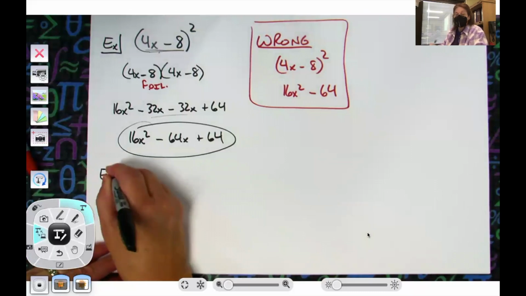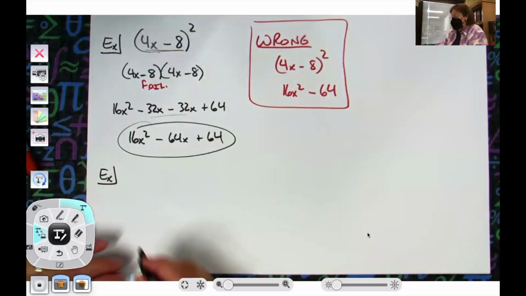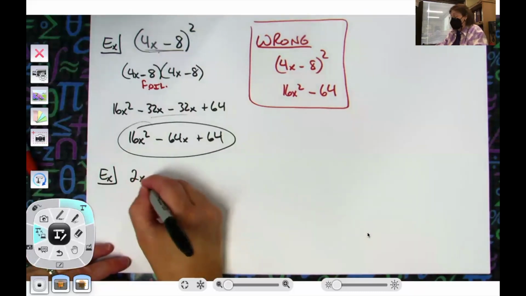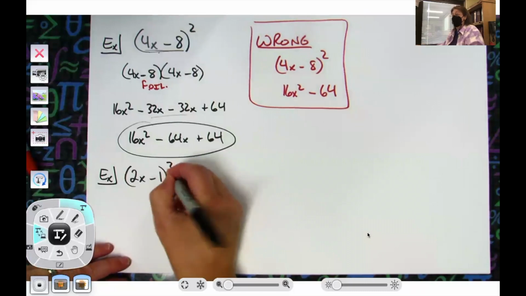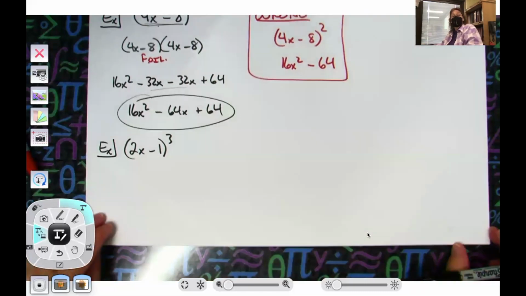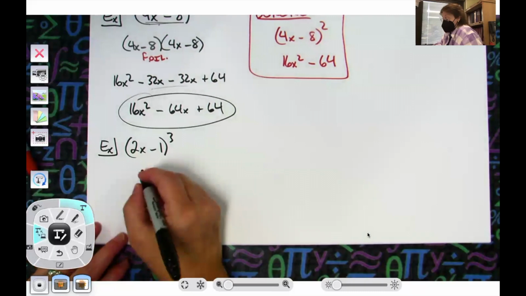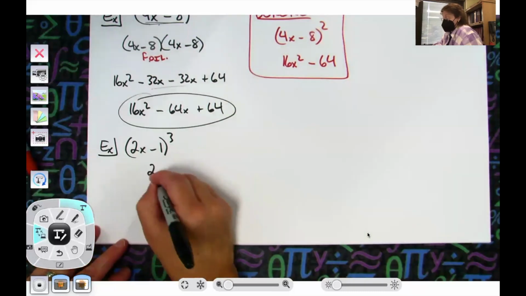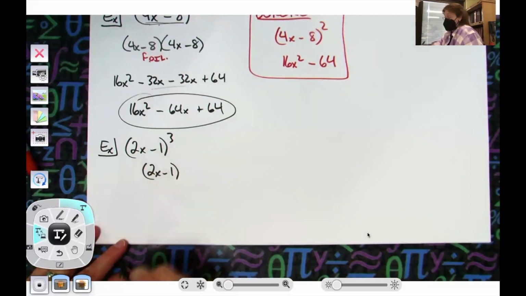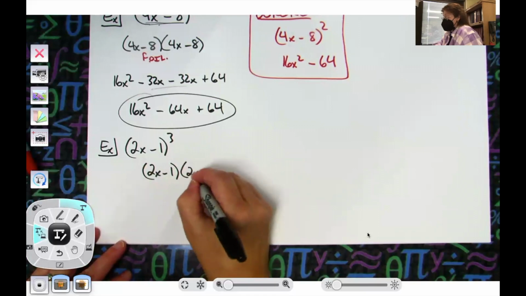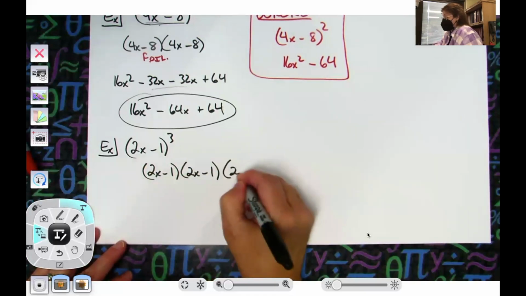This to the third power, just so you can kind of see. Let's keep the numbers small: 2x minus 1 to the third power. So I am going to write that down 3 times. I'm going to write down 2x minus 1, 2x minus 1, 2x minus 1.